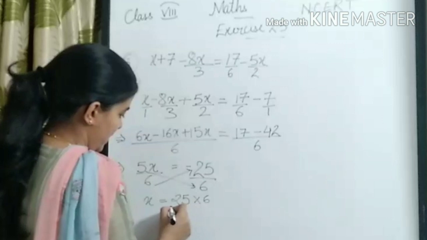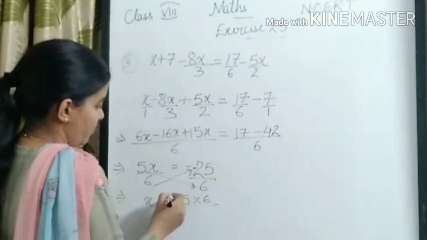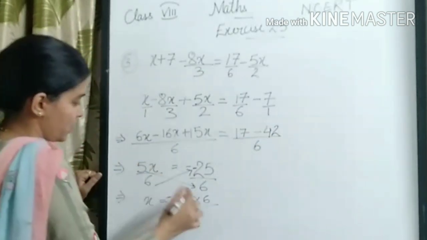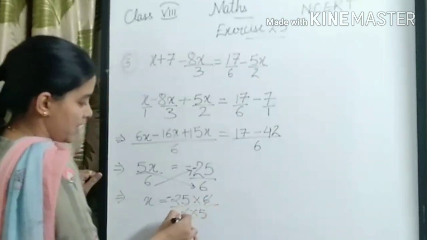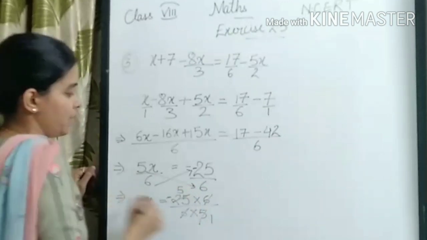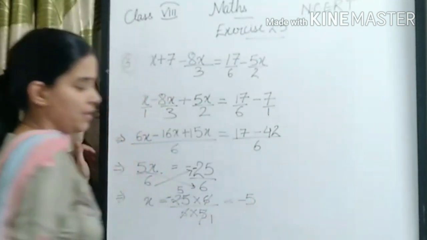25 multiply 6 upon, and one more thing, this 25 has a minus sign because 42 has a minus sign here. And this 5 will come downside, it is 6 multiply 5. 6 and 6 cancel out, 5 1s are 5 and 5 5s are 25. So x is equal to minus 5 in this case.